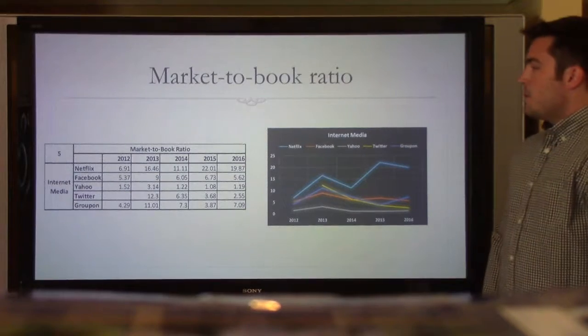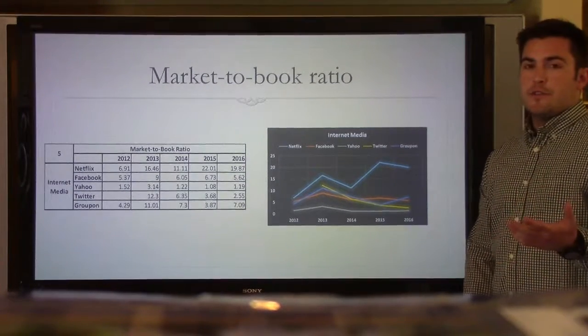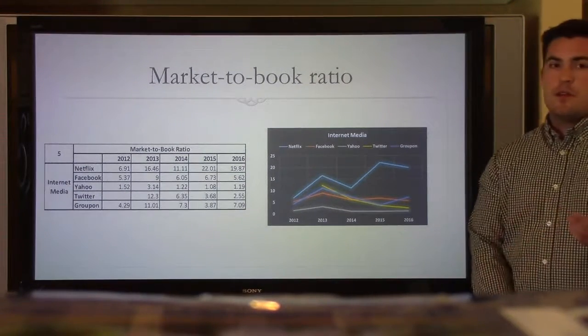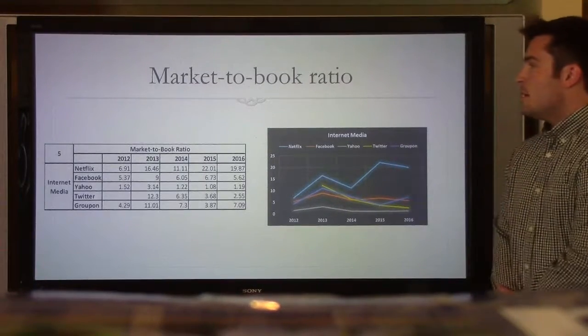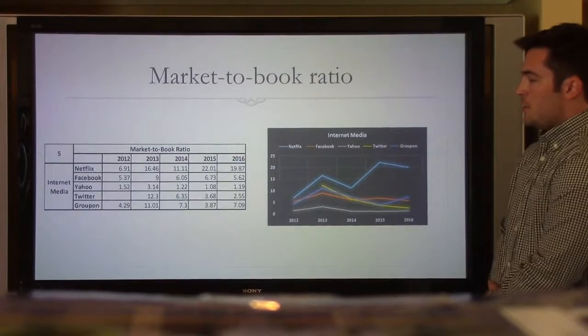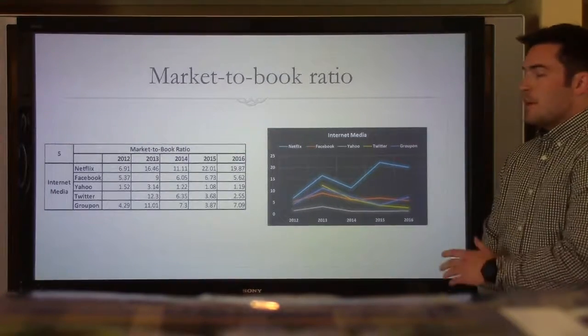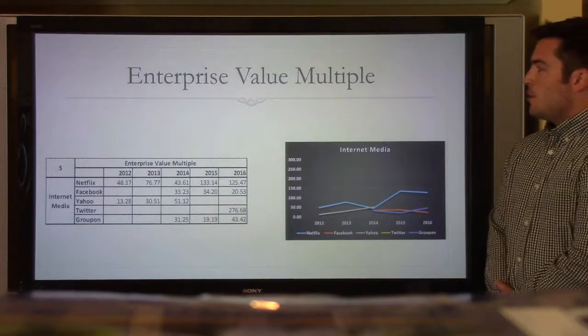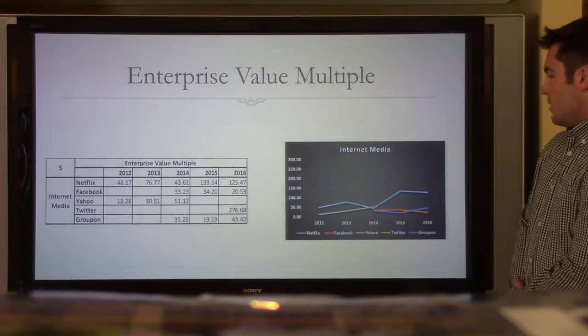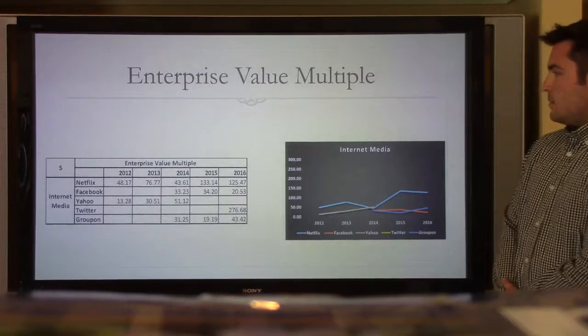Market to book ratio, this is your market value versus your book value to the company. You want this to be greater than 1, obviously. Netflix does a really good job here, but don't read too much into it. Facebook is obviously still very good with 5.6. And then, all right, enterprise value multiple.